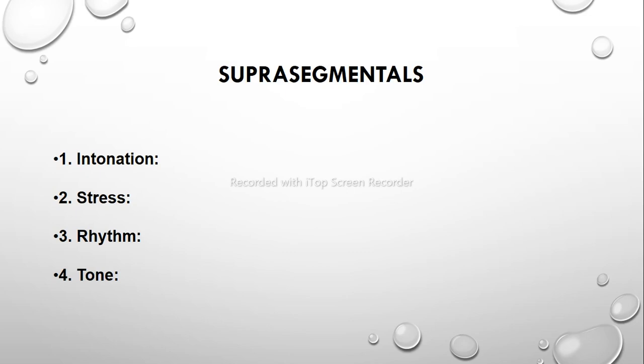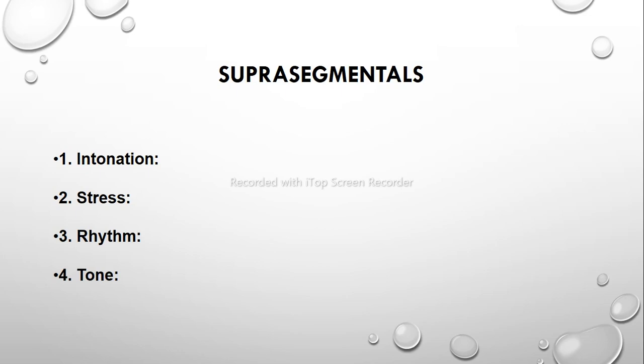2. Stress. Stress involves the emphasis placed on certain syllables or words within a phrase. In English, stressed syllables are typically louder, longer, and higher in pitch than unstressed syllables. For example, in the word record, the stress is on the first syllable when it is a noun, and on the second syllable when it is a verb. 3. Rhythm. Rhythm is the pattern of stressed and unstressed syllables in speech. It contributes to the flow and timing of spoken language. Different languages have different rhythmic patterns, such as the syllable-timed rhythm of Spanish or the stress-timed rhythm of English.